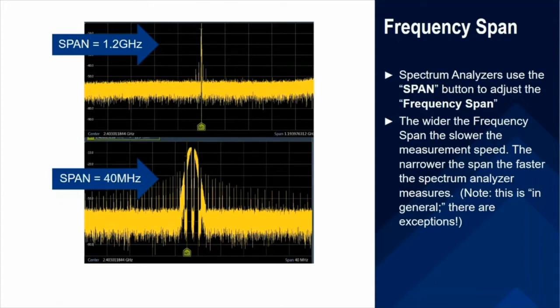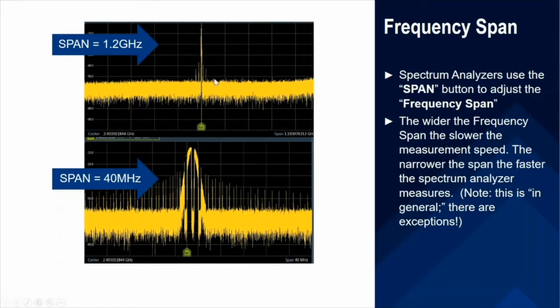And so a couple things to keep in mind. One is the wider the span is, the slower the measurement speed is. So it's a much broader range of frequency that you have to sweep over. The narrower the span, in general, the faster the spectrum analyzer is going to be able to measure. And I say in general because there are exceptions, but for what we're talking about today, we're going to take that as a rule to keep in mind.